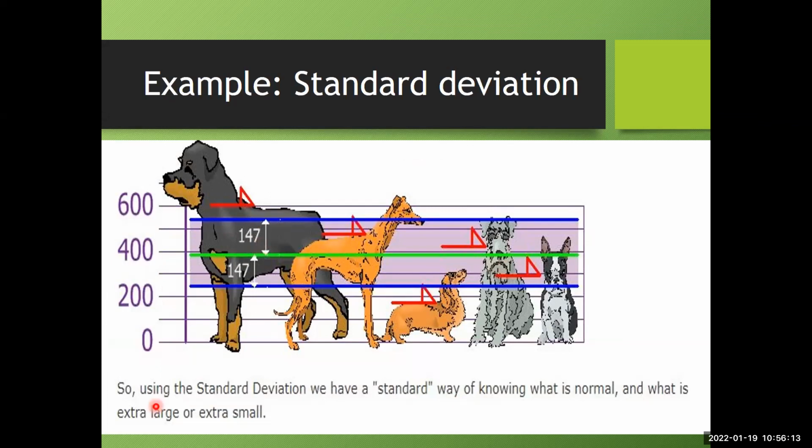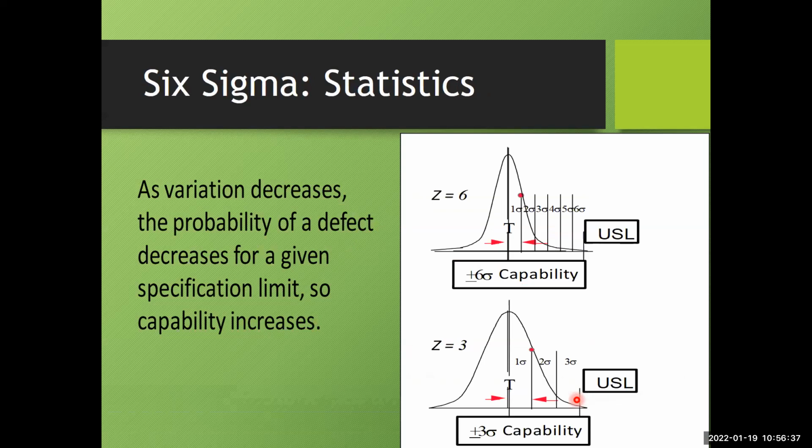So using standard deviation, we have a standard way of knowing what is normal and what is abnormal. If something lies within the standard deviation, that seems normal, but beyond that is abnormal practice. This is how standard deviation is defined. And I'm stressing this so much because Six Sigma is derived from the standard deviation concept.